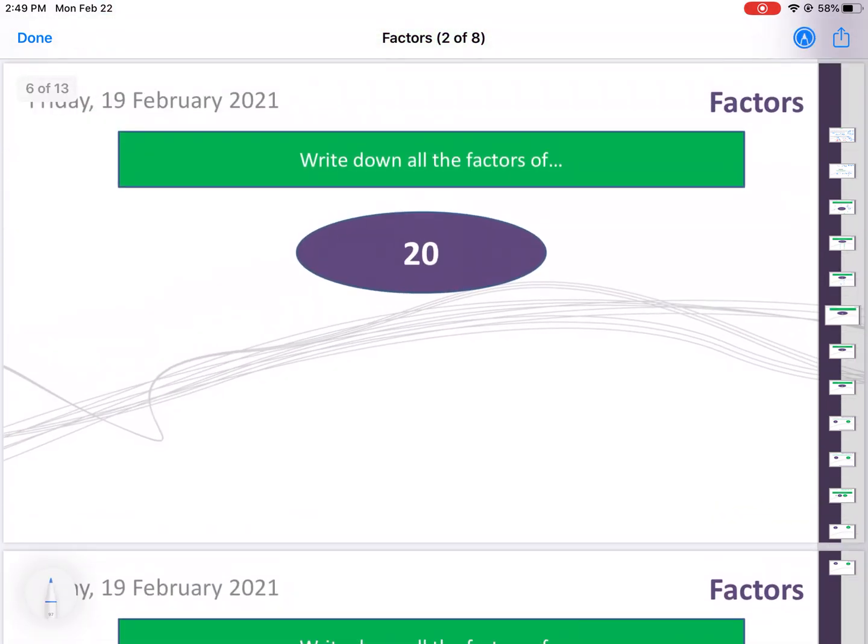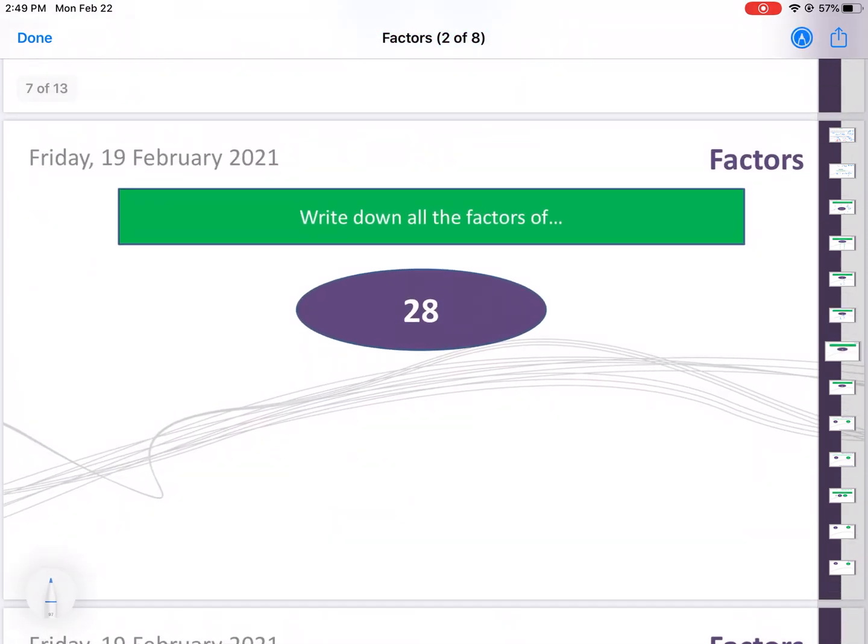For 20, so again we'll start off with 1 and 20. What else? 2 and 10. We've got 5 and 4. And we have to keep thinking, is there any more? Is there anything else that multiplies together to get us 20? In this case, no. So we've got an exhausted list. We always have to try and find the exhausted list. There is a finite number of numbers. In this case, 6 factors of 20.